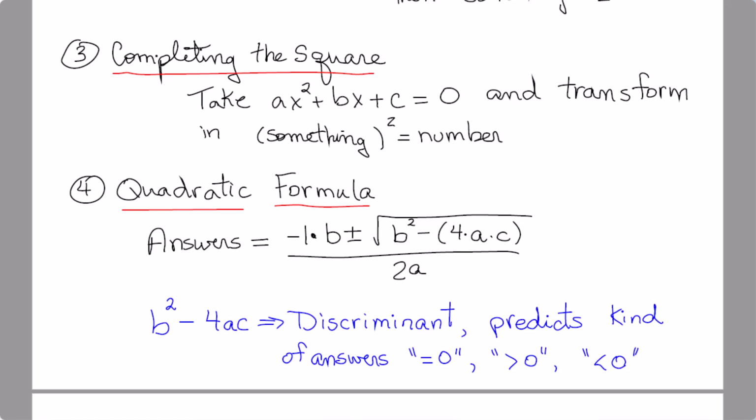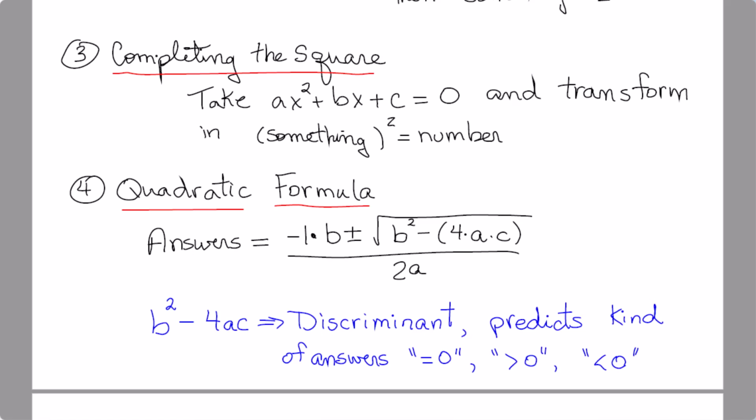Now this item that's sitting right here under the square root has a name because it does some good things for us. We call it the discriminant, and it's a way to predict what kind of answers we're going to get.